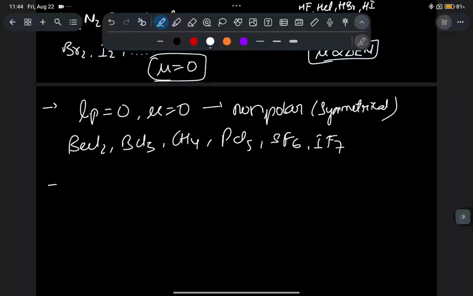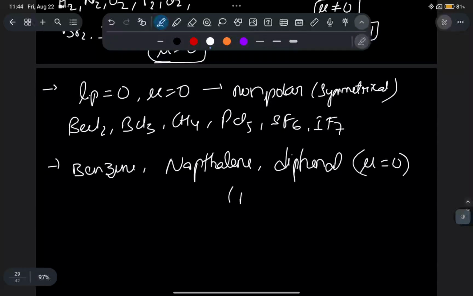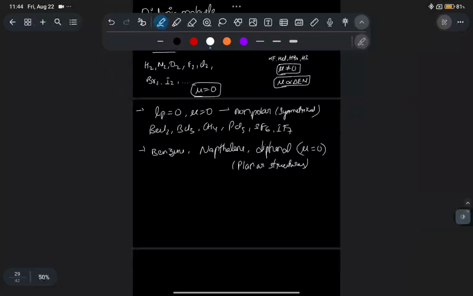Planar structures also, like benzene, naphthalene, and diphenyl. These also have mu equal to 0. Don't worry, these are the planar structures.